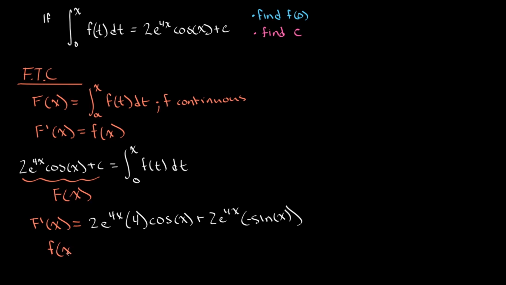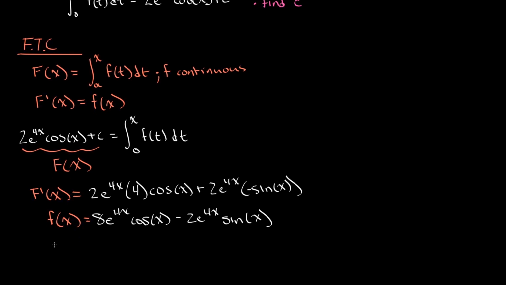So we have f of x now equal to this whole thing. We can just rewrite it: 8e to the 4x times cosine of x, and then minus 2e to the 4x power times sine of x. All right, and then what do we want to do? We want to find f of 0. So let's just evaluate this function that we found at 0 and see what we get. So we have f of 0 is equal to 8 times e to the 0 power cosine of 0 minus 2e to the 0 power times sine of 0.